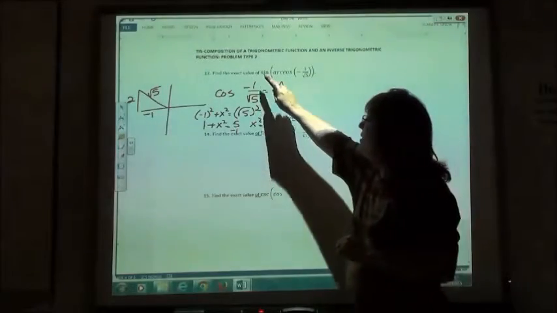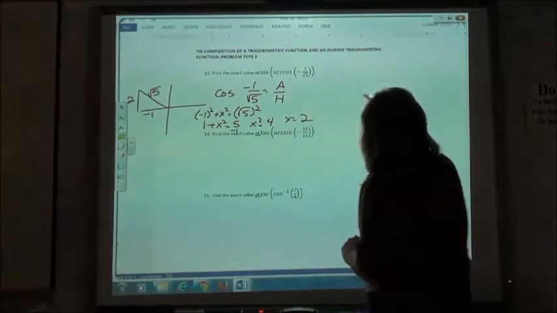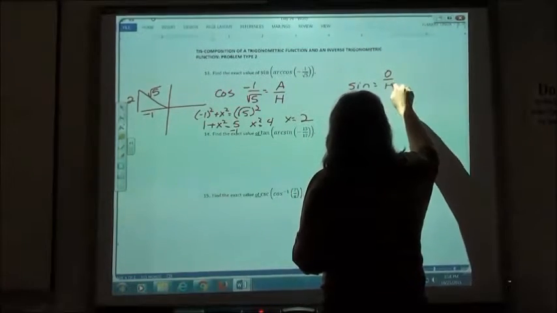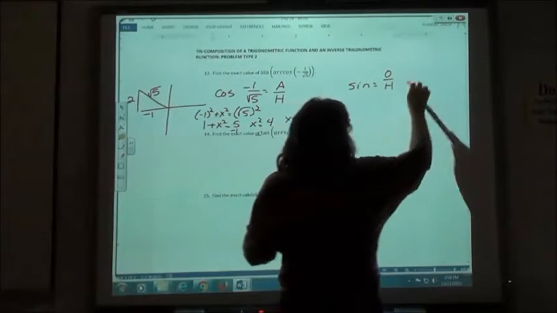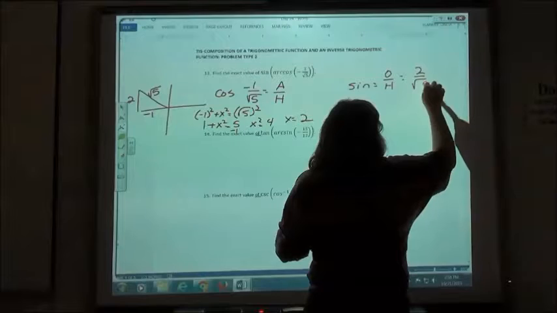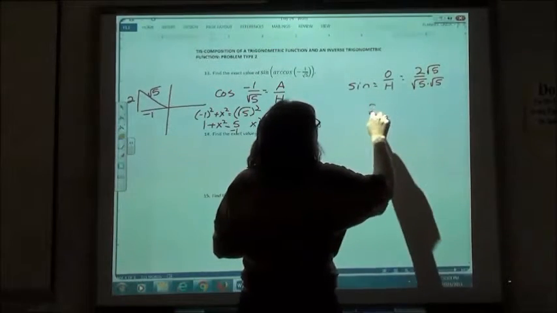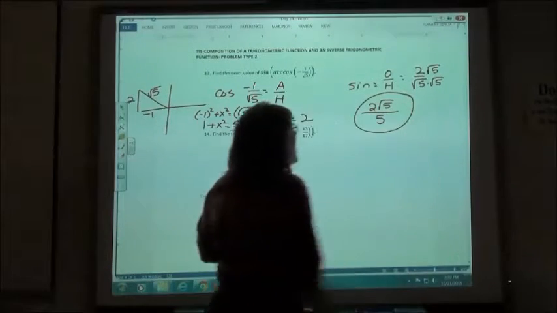Now I'm going to do the sine of the triangle that I have drawn over there. So my sine is my opposite over my hypotenuse, so I'm going to have 2 over the square root of 5. Of course, I have to rationalize that denominator, and so I get 2 square root of 5 over 5 for my answer.